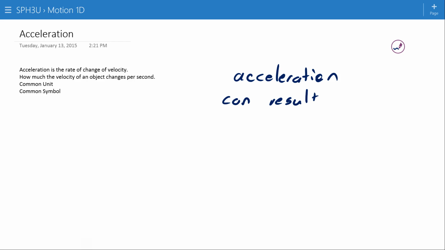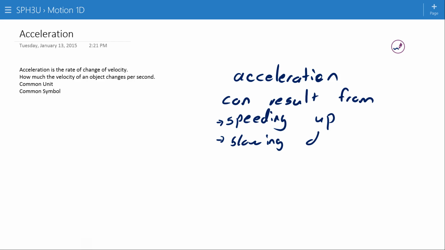can result from speeding up, slowing down, or turning, changing direction.